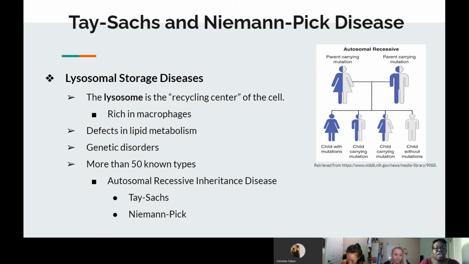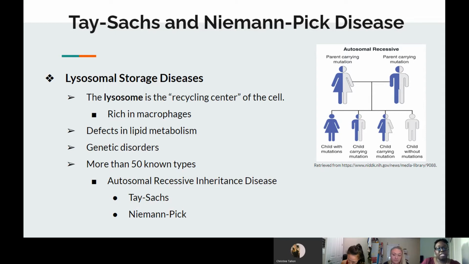Tay-Sachs and Niemann-Pick disease are lysosomal storage diseases, which just means that they're characterized by an abnormal buildup of toxic material in the cells, resulting from enzyme deficiency. The lysosome is the recycling center of the cell, and it's rich in macrophages, and the macrophages break down toxic materials in the cell. Lysosomal storage diseases are also considered genetic disorders, and there's more than 50 known types.